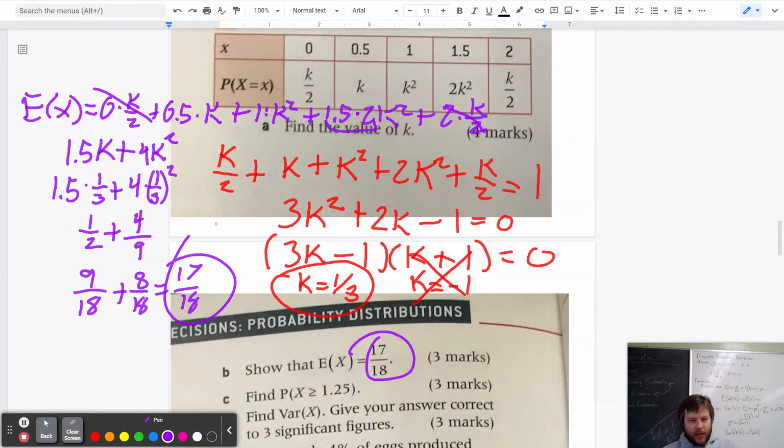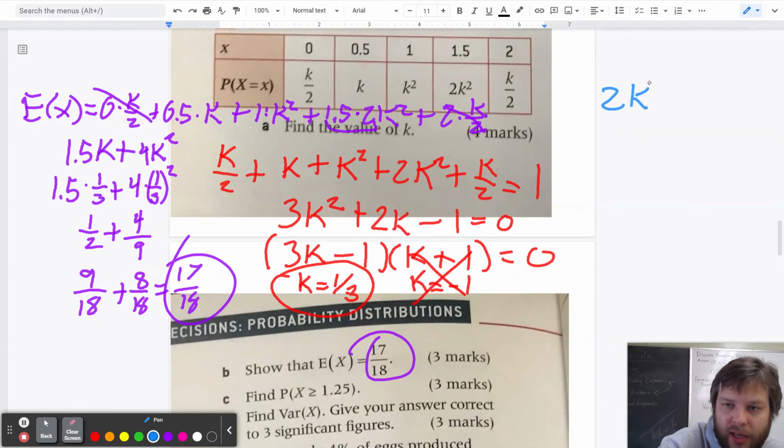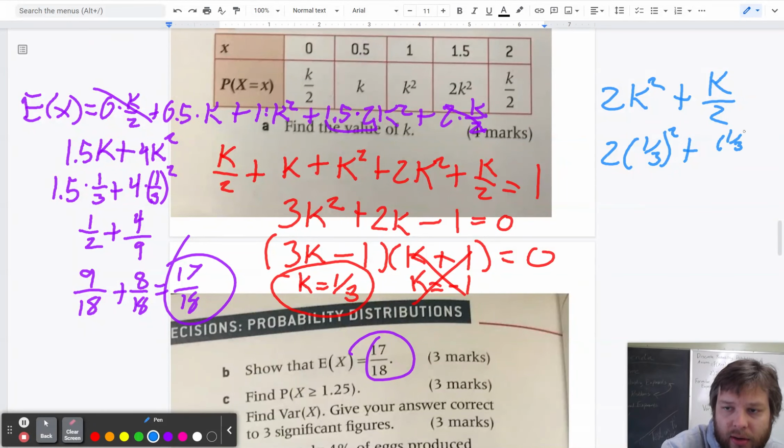Okay, part C. Now let's find the probability that x is greater than or equal to 1.25. So that just means the probability of x being 1.5 plus the probability of x being 2. So let's switch to blue for part C. X can be 1.5 with 2k squared probability, and it can be 2 with k over 2 probability. So we're just subbing in 1/3 again, 1/3 squared, and then here's 1/3 divided by 2. So this becomes 2/9. This becomes 1/6.